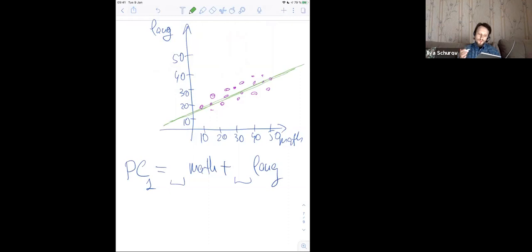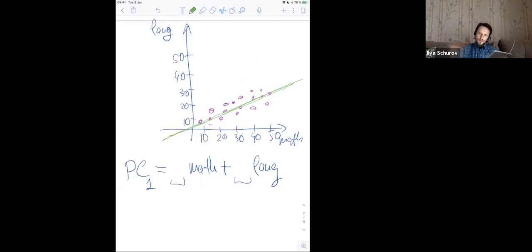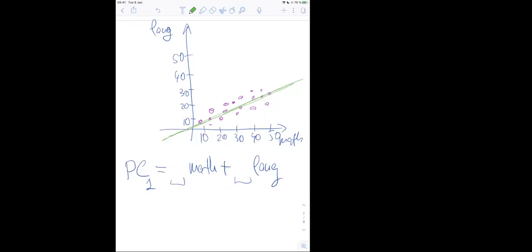we want to make it as our new coordinate. Let me just shift this picture a little bit. Let me assume that my data was like this, just for simplicity of our calculations. So we see that mathematics has large variance and lang here has small variance. And so if we consider the line along which we have largest variance, it will be closer to math, right? Than to lang. So math would have the bigger coefficient.